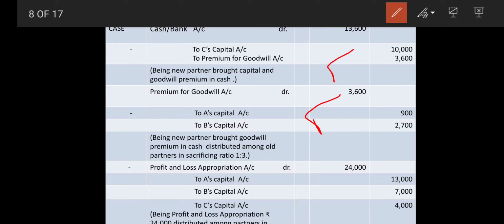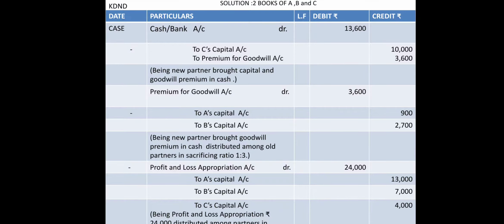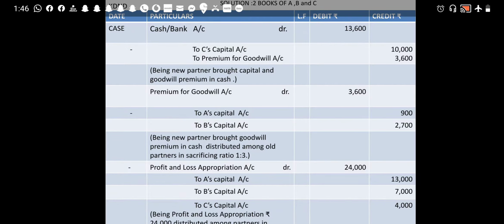And finally the last part is that after the admission of the new partner, the 24,000 profit after the admission of a partner is distributed among the partners in 13:7:4. So we have distributed over here, and that ends the sum.